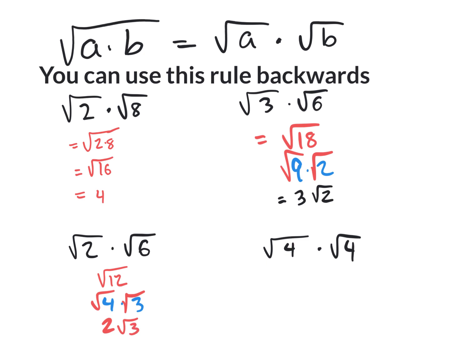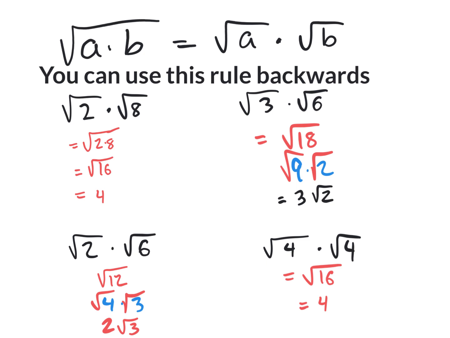How about this last one? Square root of 4 times square root of 4. It's so easy you might get confused. What's the square root of 4 times square root of 4? The square root of 16, right? And what's the square root of 16? 4. Because 4 times itself gives you 16.